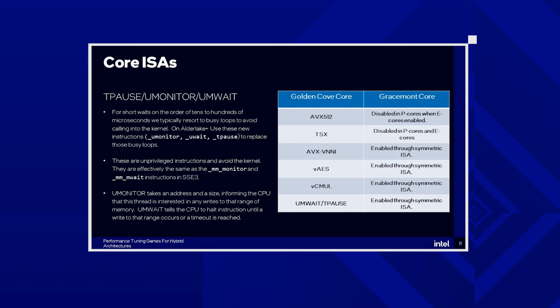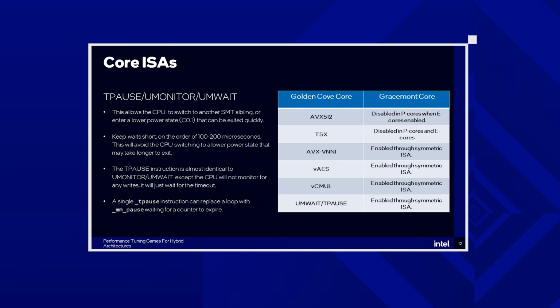umwait tells the CPU to halt the instruction until a write in that memory range occurs or a timeout is reached. This allows the CPU to switch to an SMT sibling or enter a lower power state, C0.1, that can be exited quickly. Keep waits short, on the order of 10 to 100 microseconds. This will avoid the CPU switching to a lower power state that may take longer to exit.